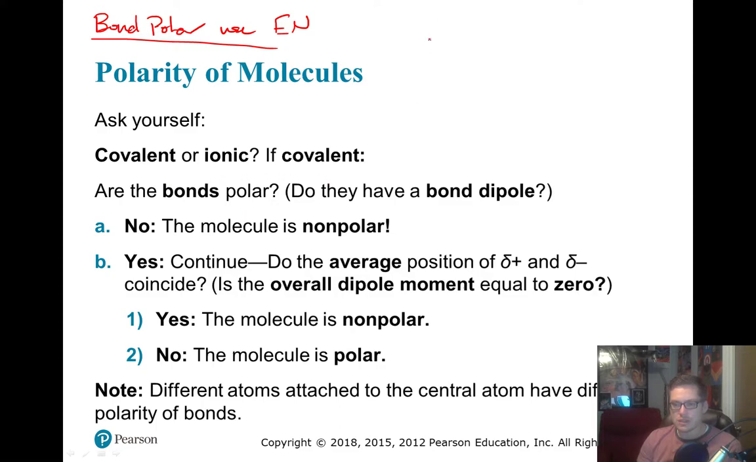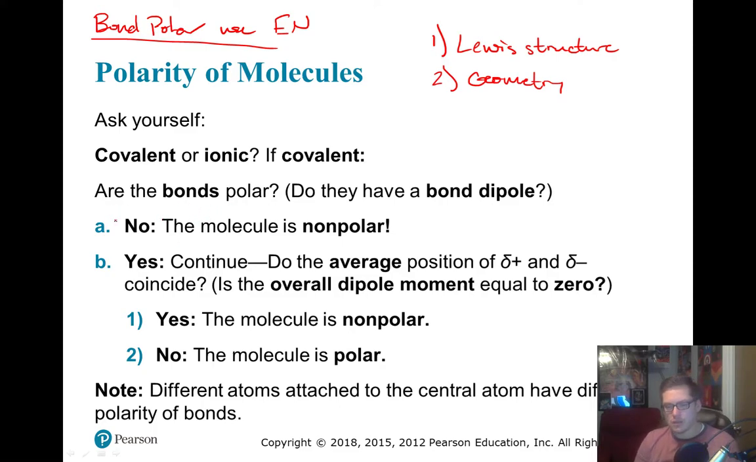The first thing that we're going to do is draw a Lewis structure. Drawing a Lewis structure is absolutely the first thing that we've got to do. Now, from there, we determine the geometry. And then, really, we're going to ask ourselves a series of questions.